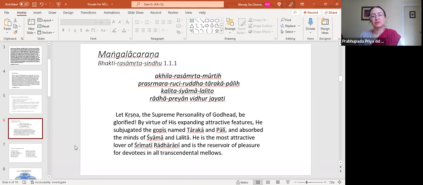He says, let Krishna, the Supreme Personality of Godhead, be glorified. By virtue of his expanding attractive features, he subjugated the gopis named Taraka and Pali and absorbed the minds of Shama and Lalita. He is the most attractive lover of Srimati Radharani and is the reservoir of pleasure for devotees in all transcendental mellows. So he's specifically talking about Krishna, and the relationship that he's emphasizing here is the conjugal rasa. He's talking about Krishna, who subjugated the gopis, who absorbed the minds of the gopis, who is the attractive lover of Srimati Radharani, who is the chief gopi.